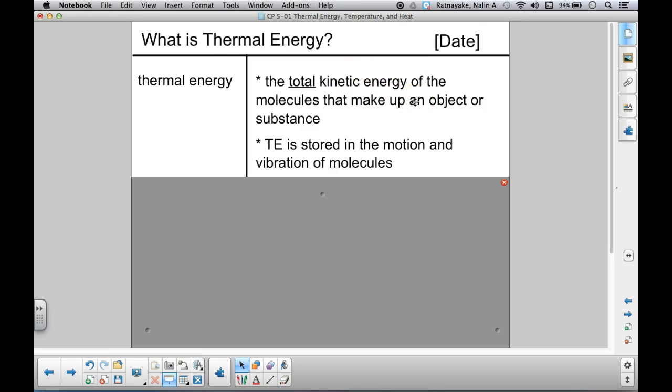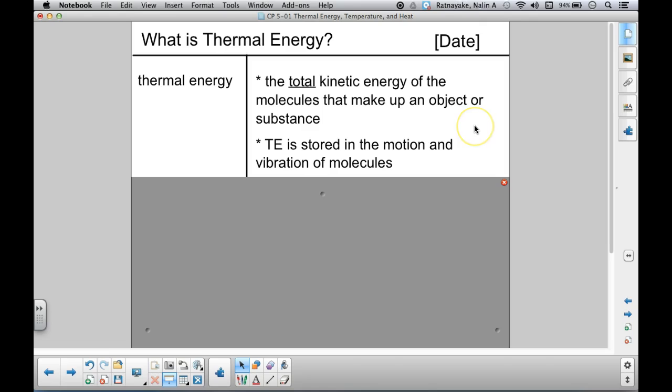Remember that kinetic energy is the energy of motion. This should be a little surprising to you: thermal energy, which we learned about early in the school year, is a different kind of energy than kinetic energy. Now we see that if we zoom way in on something, thermal energy is just secretly kinetic energy.